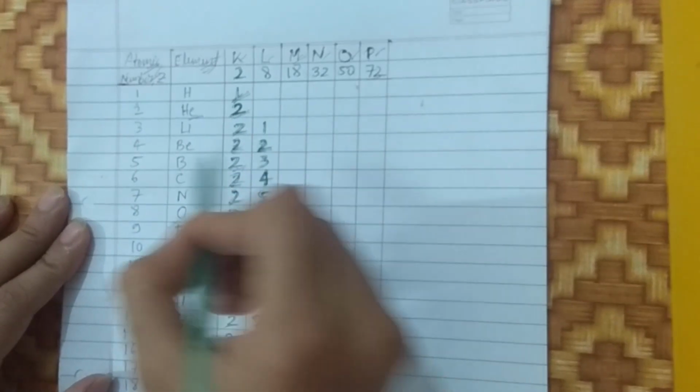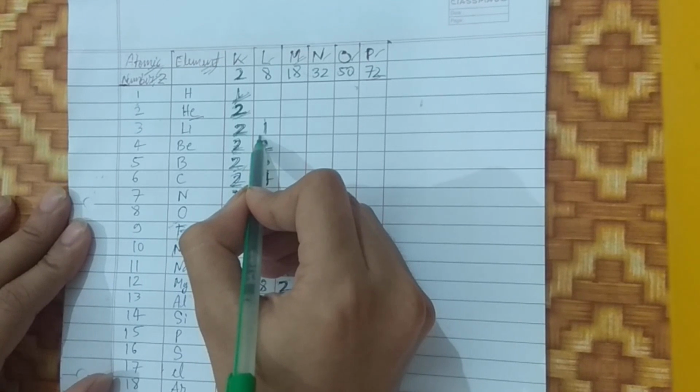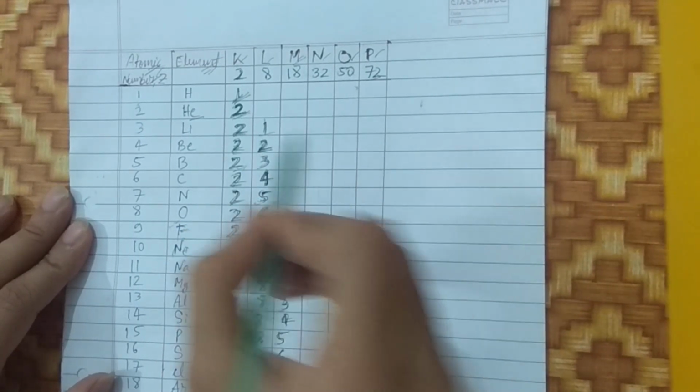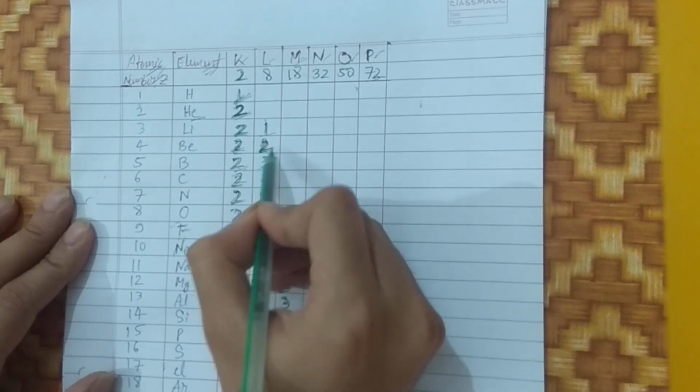No problem again. In case of lithium, since the K shell is fully filled, now the electron will go to the L shell, one electron in the L shell, okay, no problem. In case of beryllium, 2 electrons in the K shell and 2 electrons in the L shell.